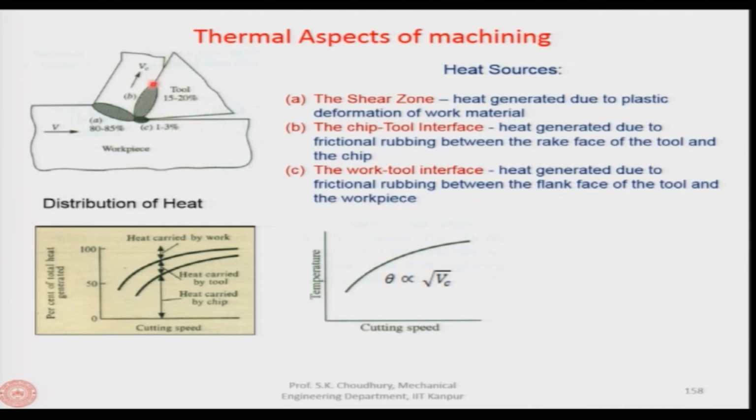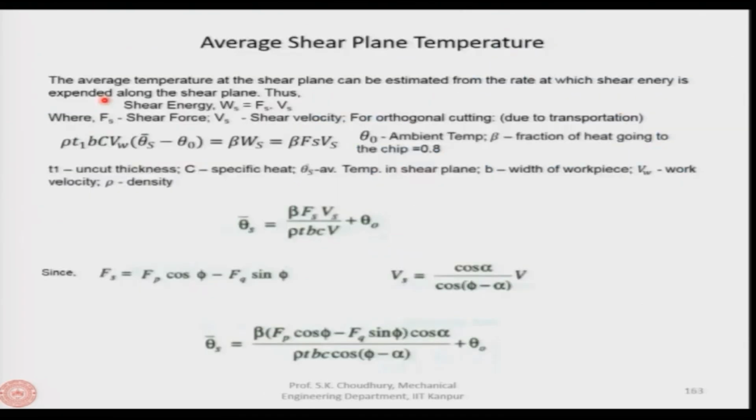All right. So, therefore, this is the phenomenon which you have to understand, that is how the temperature occurs. Next, let us see how the average shear plane temperature can be found out. This is a thermal model by which we can analytically find out the temperature occurring at the shear plane.